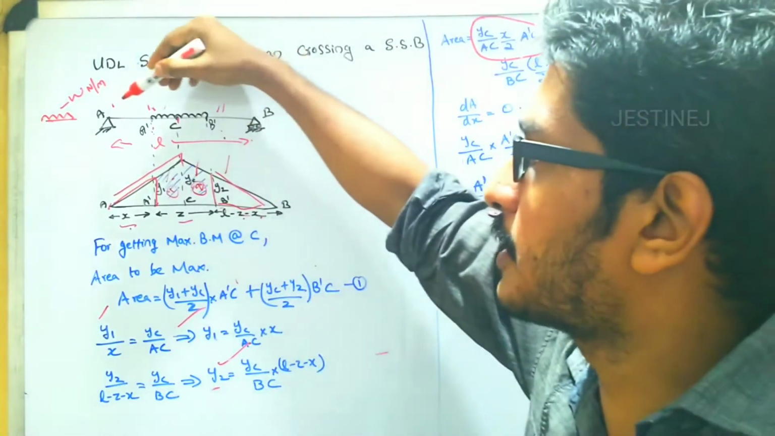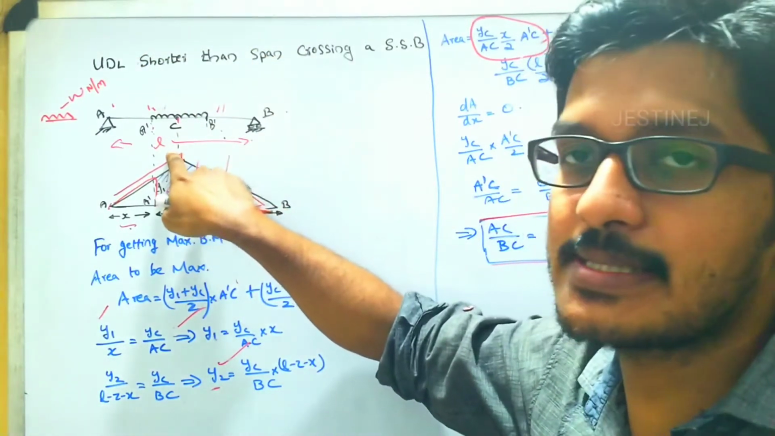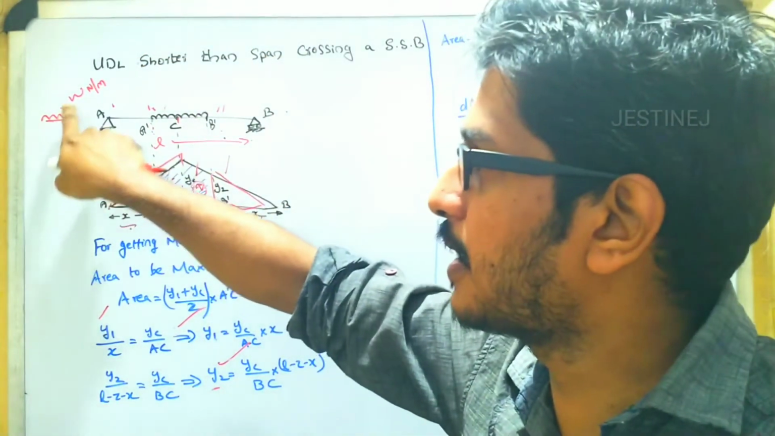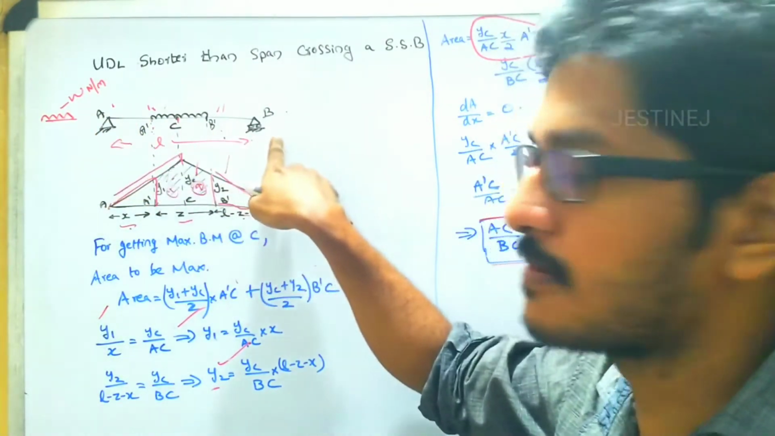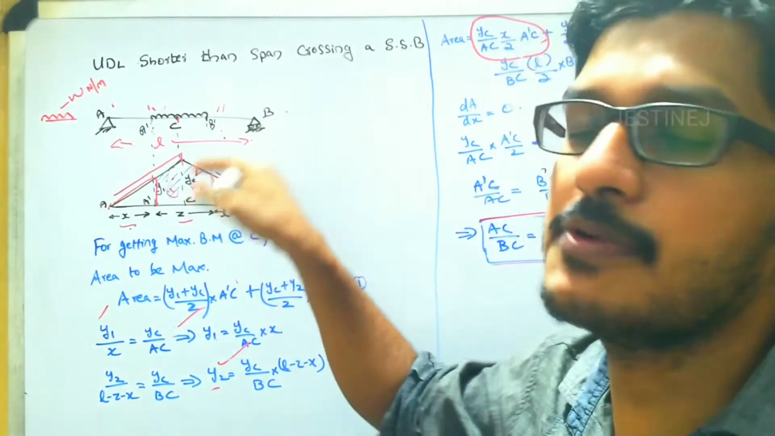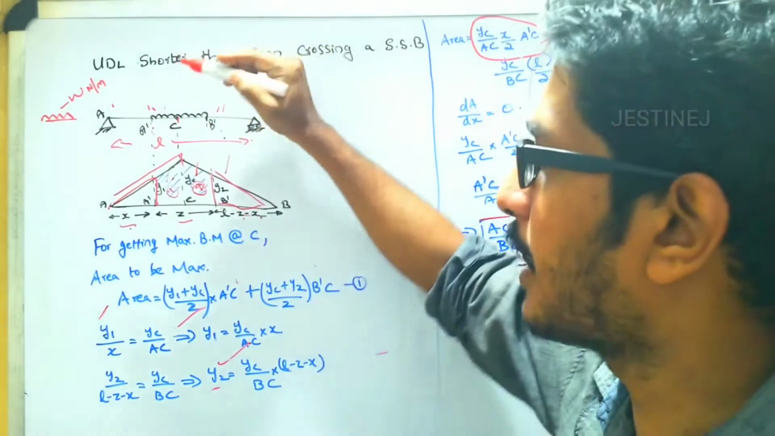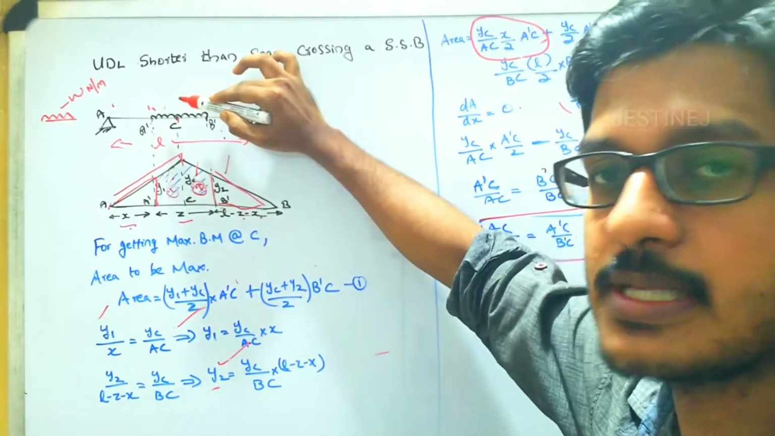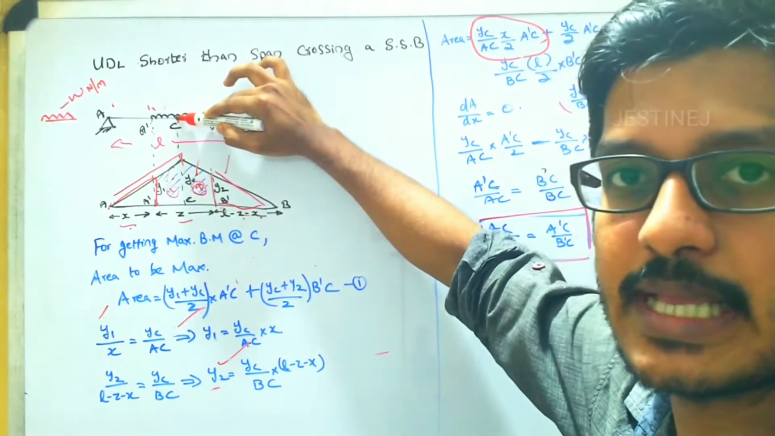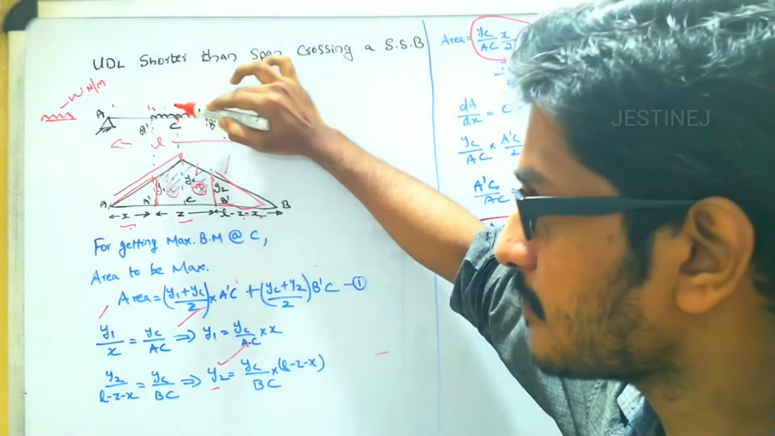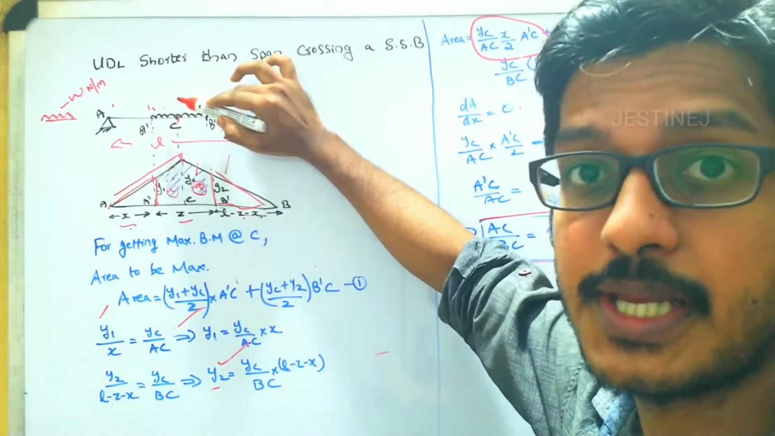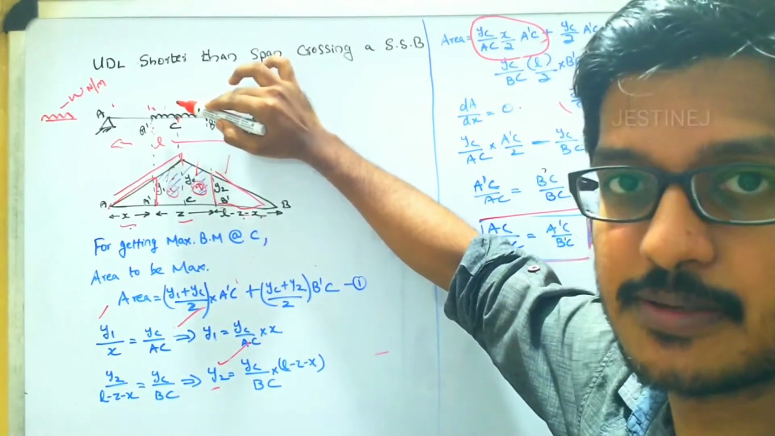So a simply supported beam with span length L is given, and a UDL of W Newton per meter is traveling or crossing this beam AB. At which point will the bending moment be maximum? We will assume in this case, let's just take the point C to be our maximum point. We have to formulate a condition.